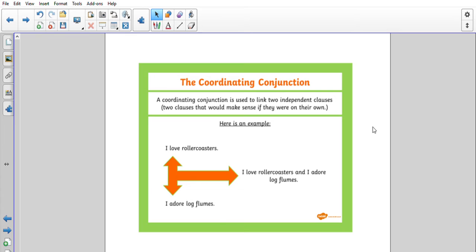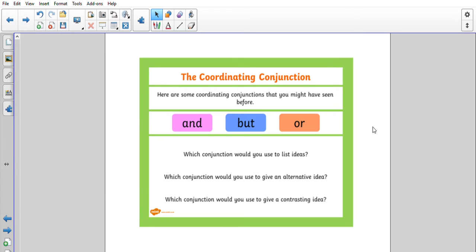So a coordinating conjunction is used to link two independent clauses, two that would make sense on their own. If we have a look at the example, we've got two sentences. "I love roller coasters, I adore log flumes." That can be made into one sentence. "I love roller coasters and I adore log flumes." Examples of coordinating conjunctions then, we've got and, but and or. But you've got to make sure that you use the correct one in the correct context.